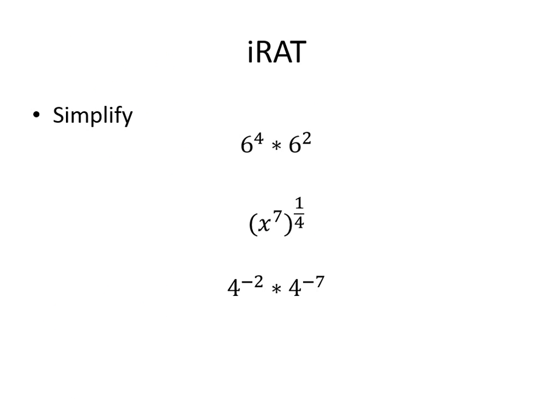So for your IRAT for this one, you're going to be simplifying these three, x to the 4 times x squared, or 6 to the 4th times 6 squared, so on and so forth. So use your properties that you learned, combine these, and simplify them down into its simplest form. Okay, we do not want negatives in the radical, so if you do have a negative in the exponent, you want to put it into the denominator, or move it from the denominator up to the numerator.